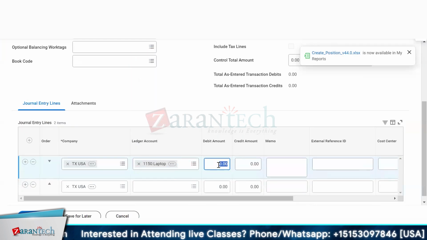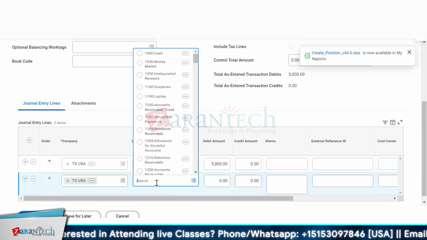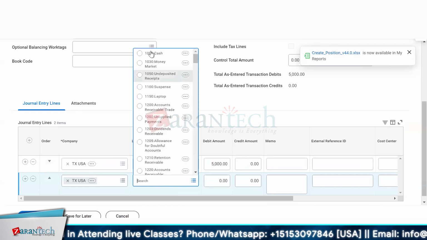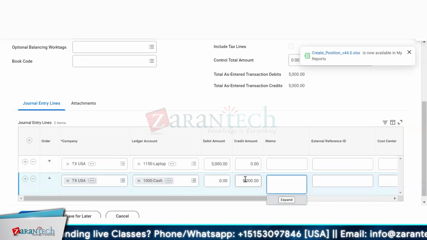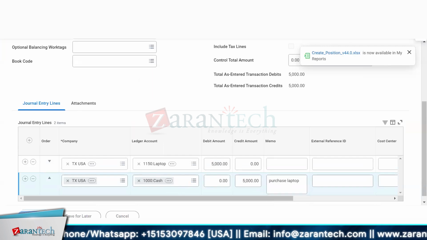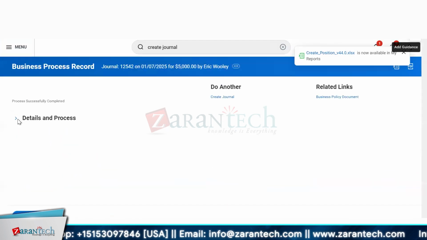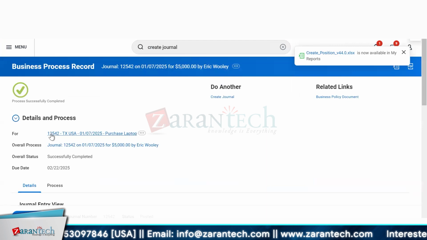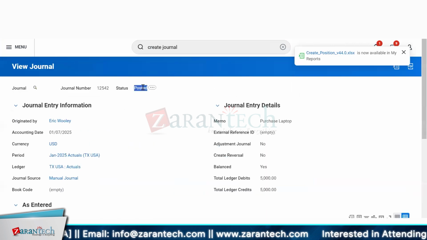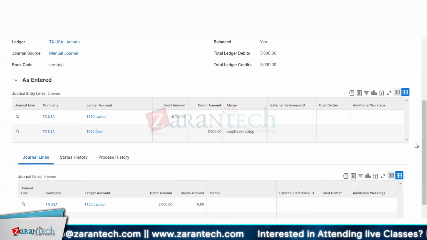Now laptop is 5,000 and I purchased this laptop, so I paid the cash again with the amount of 5,000, and for purchase laptop I can place a memo here. Now I'm going to submit it. There is no attachment, but I can place an attachment as well. There is a business process triggered again, and it is created, 1525542 for my ledger, that is posted. Only posted transactions appear on the financial reports, especially the trial balance, balance sheet, and income statement.